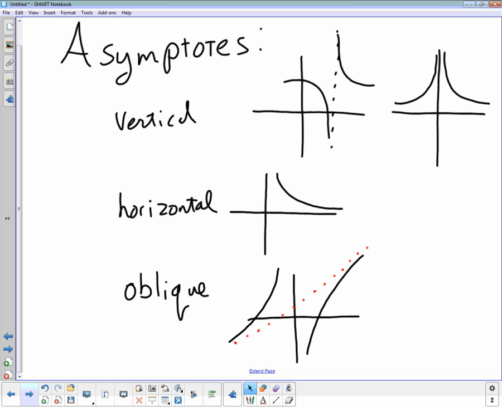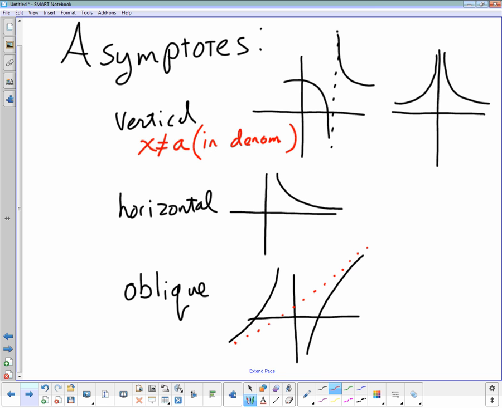Verticals occur when you have something in your denominator and you have a discontinuity in your denominator. Remember all those places where we said x can't be 2, or x can't be 0? That indicates a vertical asymptote. That tells you you have some sort of vertical asymptote silliness going on.